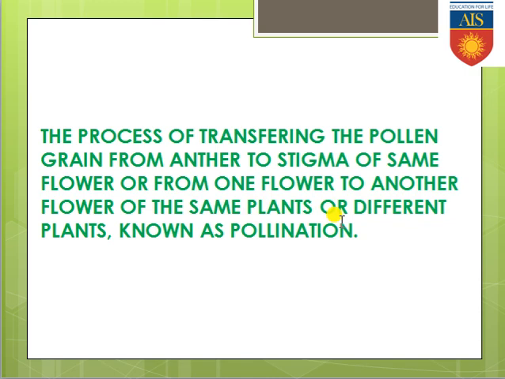So pollination is the mechanism by which the pollen grain from the anther is getting transferred to the stigma of the same flower, or a different flower of the same plant, or maybe to a different flower of a different plant. That is commonly known as pollination. So let's see what is written on the next slide.